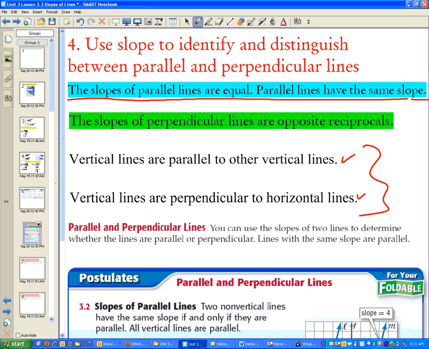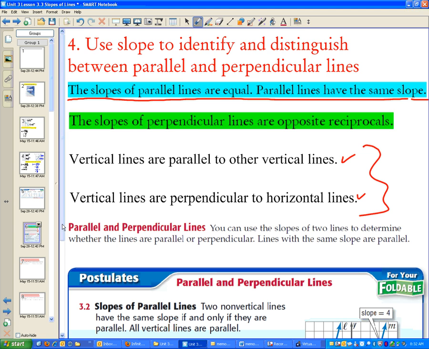Okay. What if we find the slopes of two lines and those slopes are not equal to each other and they're not opposite reciprocals? Then what would you conclude about your two lines? Would you conclude they're parallel? Nope, their slopes aren't equal. Would you conclude they're perpendicular? Nope, their slopes aren't opposite reciprocals. So you would conclude that those two lines are neither parallel nor perpendicular. With me?